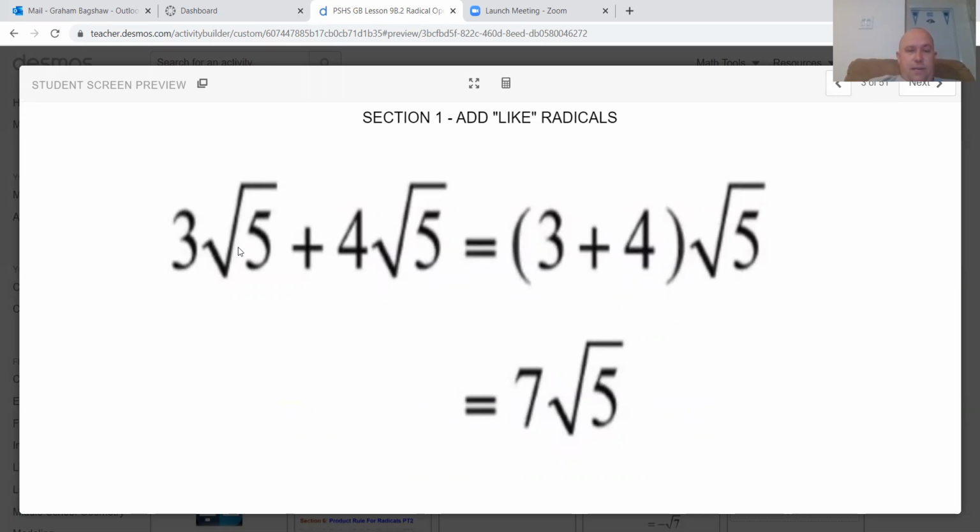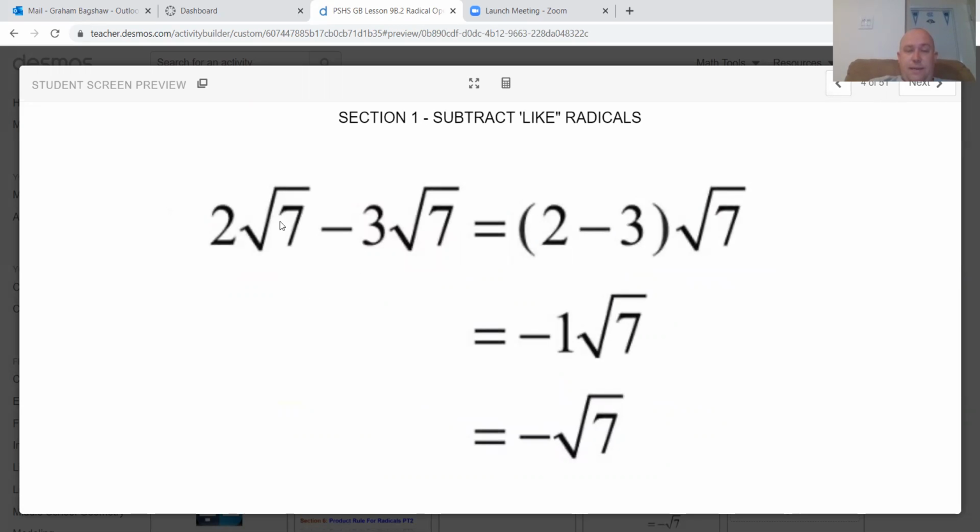So when you're adding like radicals, it's kind of like doing 3x plus 4x. You wouldn't add these two parts together. You just say how many of these terms you have. So 3 add 4 is 7. So you'd say 7 radical 5, not radical 10. You don't add the 5 and the 5 together. Just like if it was 3x plus 4x, you wouldn't say it was 7x squared, hopefully.